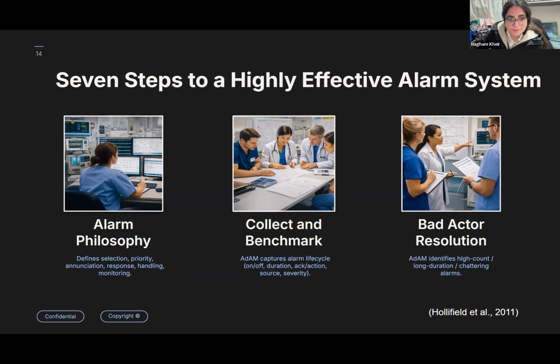Stage 2. Stage 2 is collect data and benchmark your system, and this is exactly an ADaM responsibility. ADaM captures the minimum alarm event schema needed to understand performance. That includes timestamp, source device, alarm ID or type, and severity or priority, of course. It includes state changes, on and off, plus frequency and duration.